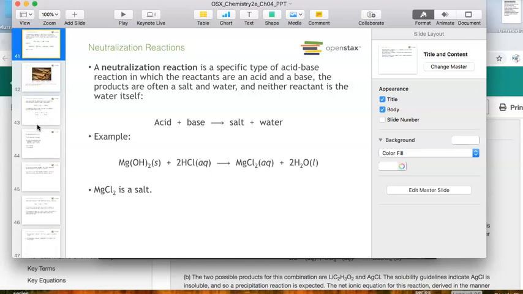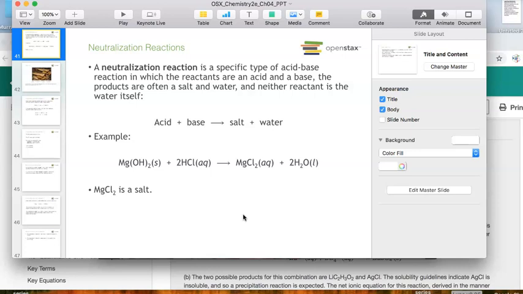All right, so neutralization reactions. A neutralization reaction is a specific type of acid-base reaction in which the reactants are an acid and a base. Products are often salt and water, and neither reactant is the water itself.